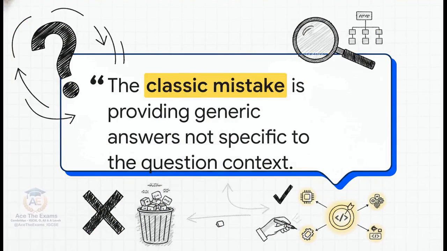Here is a massive, direct alert straight from the principal examiner reports. Listen closely to this. The classic mistake is providing generic answers not specific to the question context. Guys, this is a monumental trap. Memorizing standard textbook definitions and pasting them onto your exam paper is a guaranteed way to lose points. Examiners aren't testing if you have a photographic memory of the syllabus. They are testing if you can apply that knowledge to the highly specific, sometimes incredibly unusual scenarios they present in the prompt.